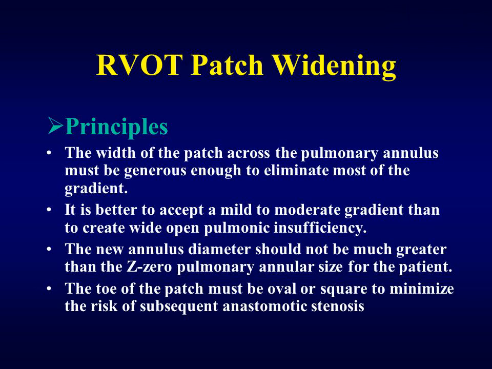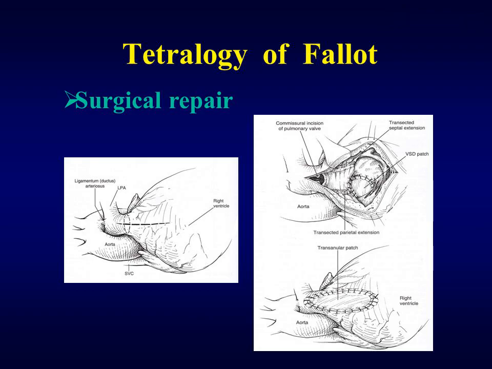The width of the patch across the pulmonary annulus must be generous enough to eliminate most of the gradient. It is better to accept a mild to moderate gradient than to create wide-open pulmonic insufficiency. The new annulus diameter should not be much greater than the Z0 pulmonary annular size for the patient. The toe of the patch must be oval or square to minimize the risk of subsequent anastomotic stenosis. Tetralogy of Fallot. Surgical repair.